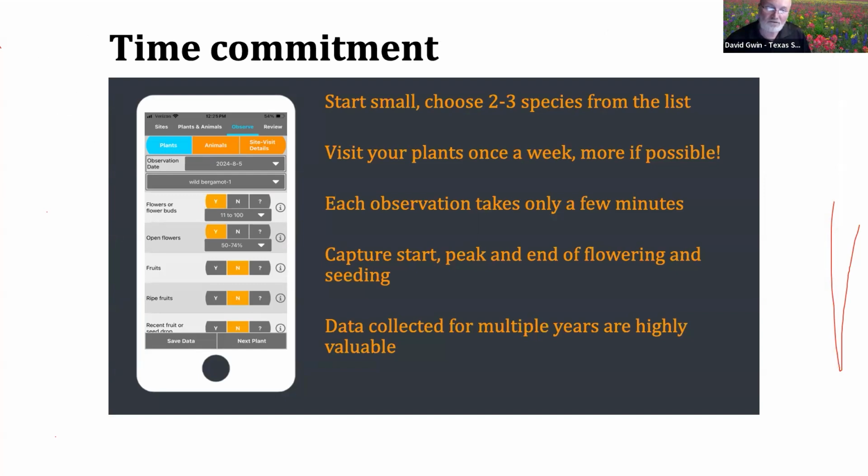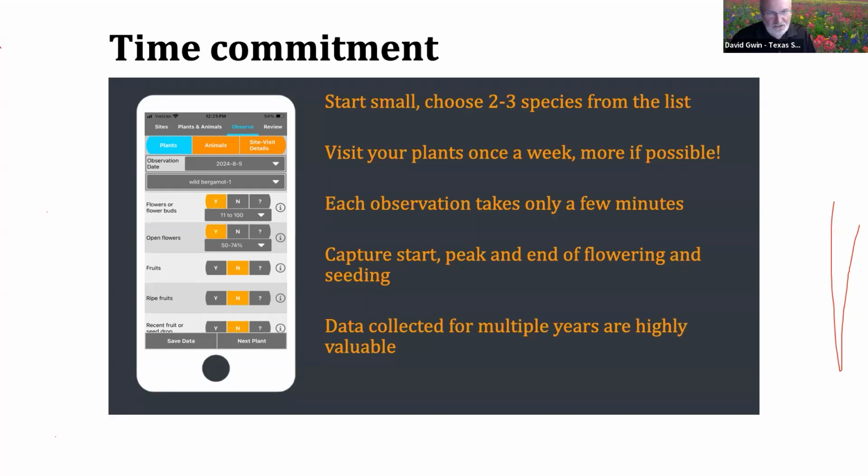And then as you get more comfortable, if you want to add more diversity, you can either add other organisms or add other plants. The app will let you do that. And the project is very forgiving in terms of if you select a plant and then you change your mind, it will let you remove one and add another. Remember, this is meant to work within your personal time commitments and restraints. And any data you can collect will be helpful and beneficial.